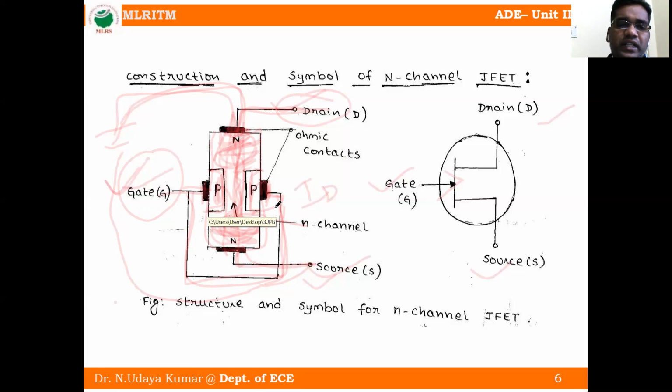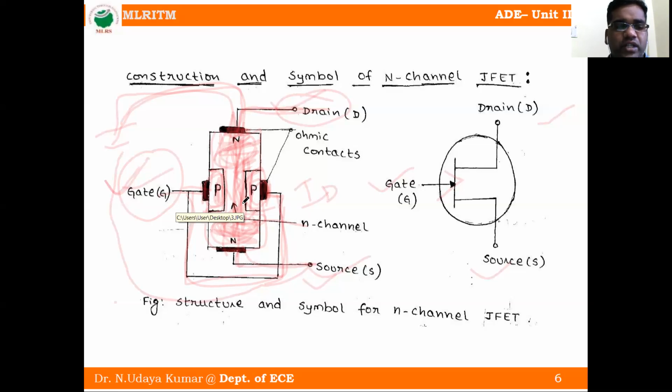Next, what is the other thing? We discussed three terminals. What is the other thing? Channel. In between there is a channel. The channel is the thin region between the two P gates. So this is P, these are the two P gates. In between there is a space, and we call that region the channel.